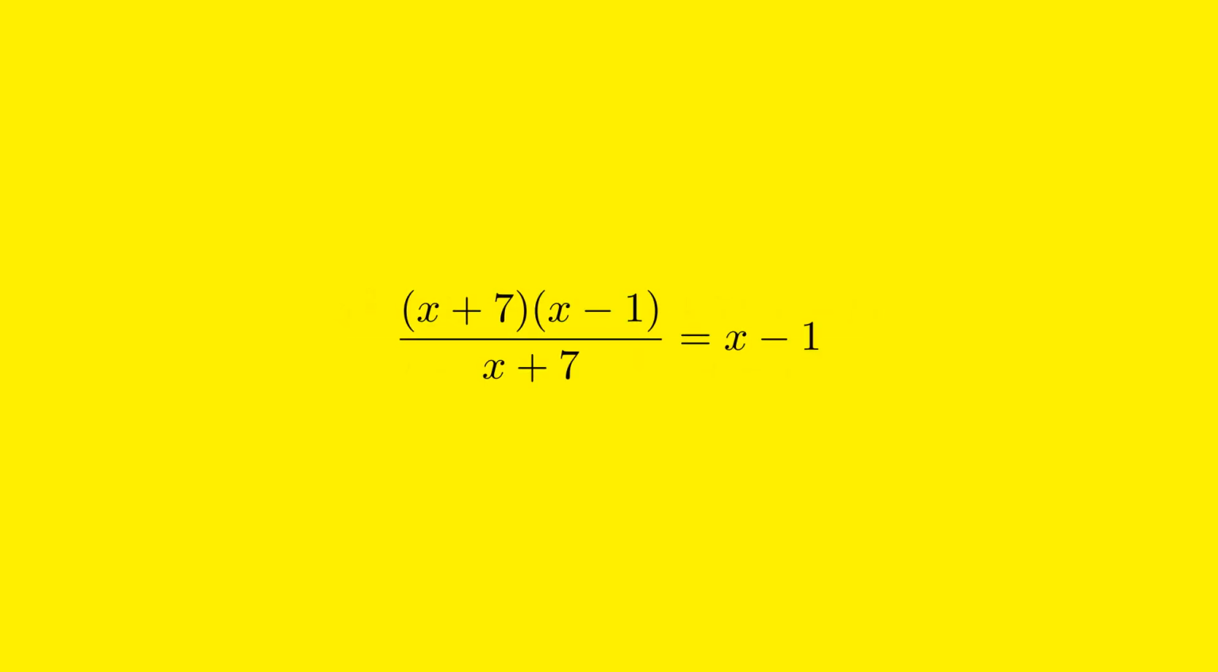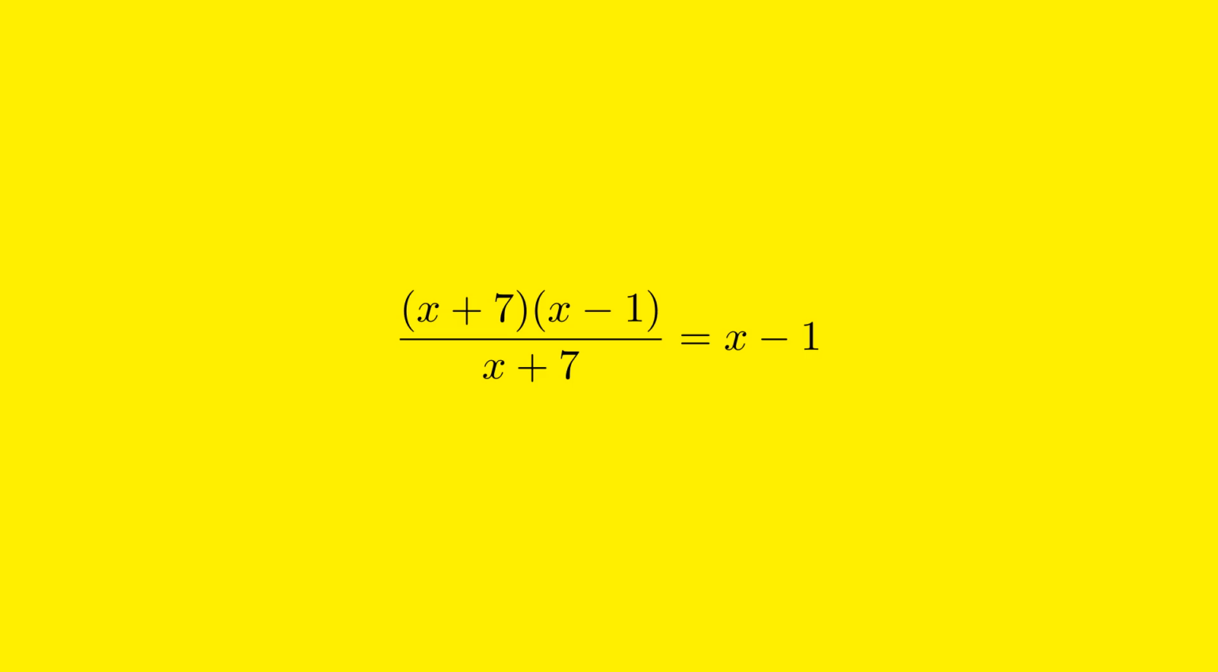Step 2 involves simplifying the expression obtained from step 1. We start with the altered expression from the previous step. That expression is x plus 7 times x minus 1 divided by x plus 7. In this step, we observe that x plus 7 appears in both the numerator and the denominator. Since x plus 7 is present in both places, we can cancel it out.